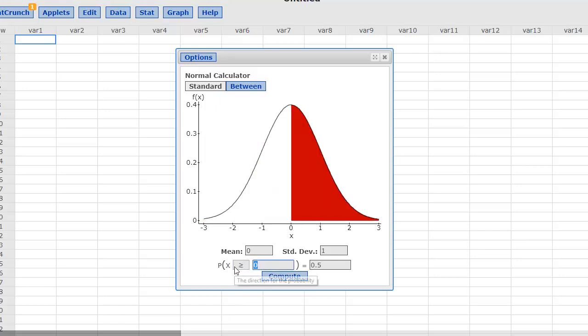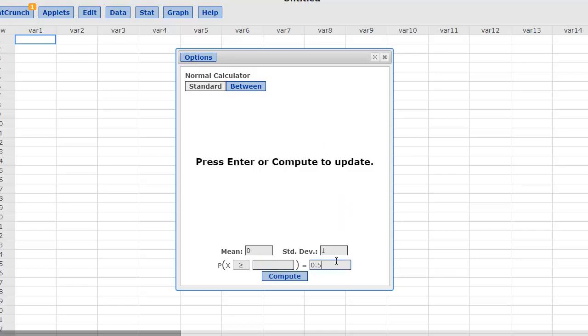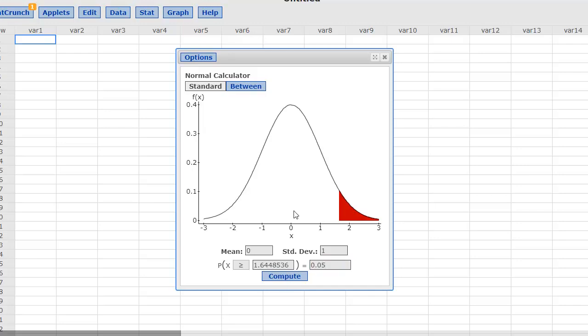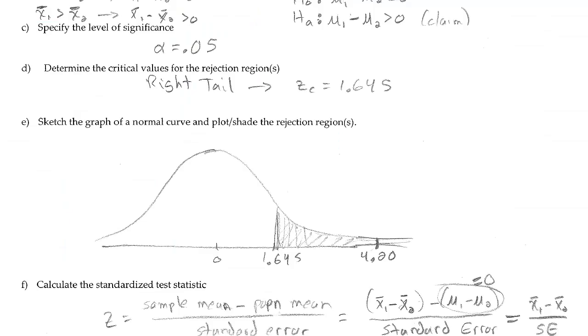And remember, we're looking for the critical value here. We're looking for the z critical value. So we're going to leave that blank, and we want 0.05 in the right tail. So I compute, and there's my 1.645 that we received from the standard normal table. Right? So again, plotting that critical value of 1.645 in the right tail.